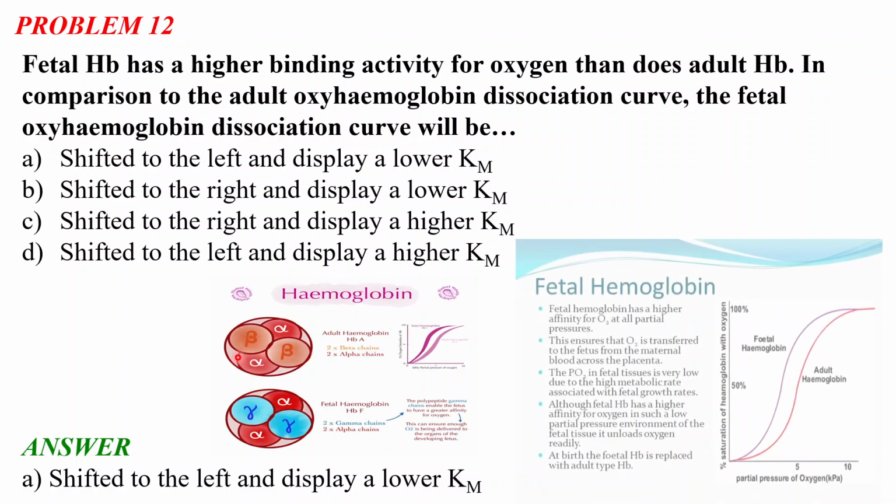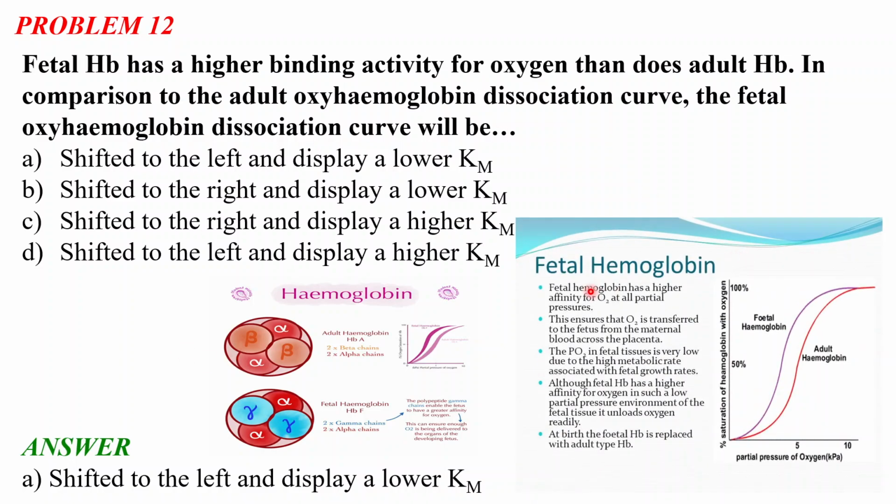Now, what are the differences? Fetal hemoglobin has a higher affinity toward oxygen at all partial pressures. If you look at the graph carefully, this is the percentage saturation of hemoglobin with oxygen, and this is the partial pressure of oxygen. This is the curve for the adult hemoglobin and this is the curve for the fetal hemoglobin.